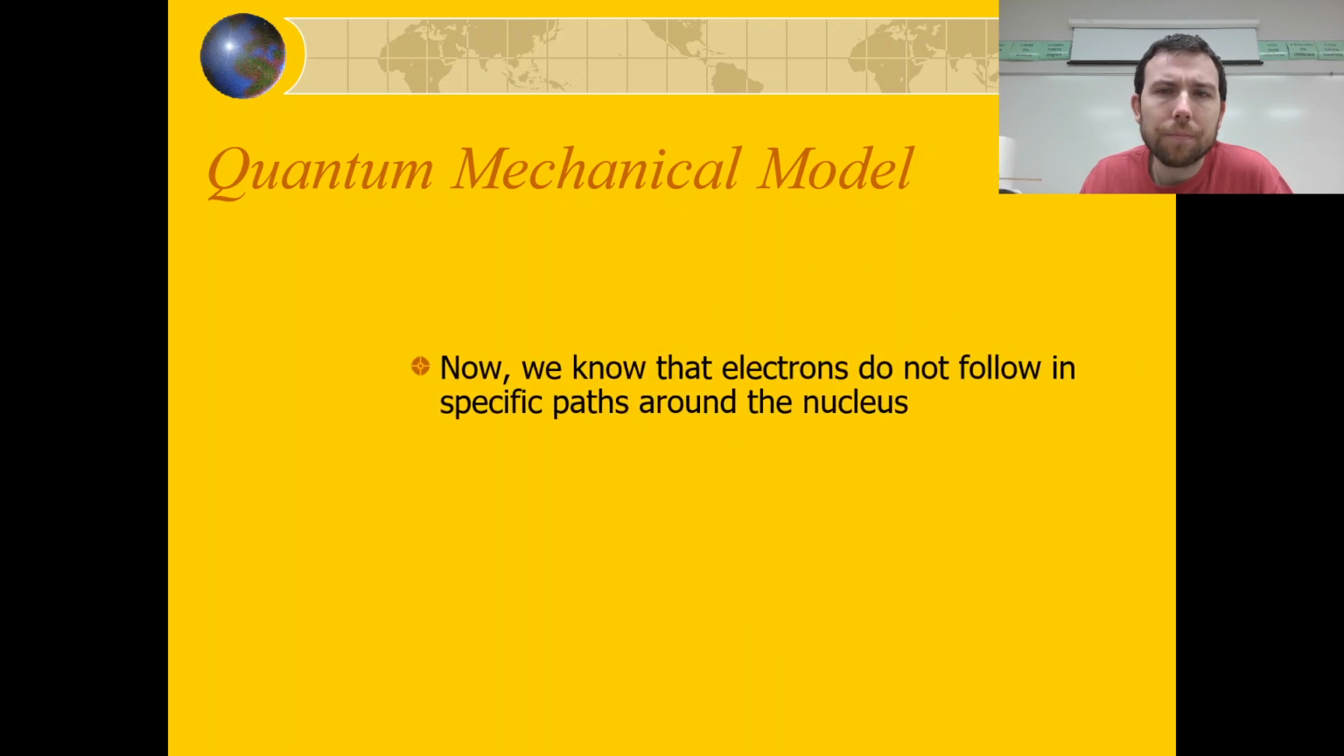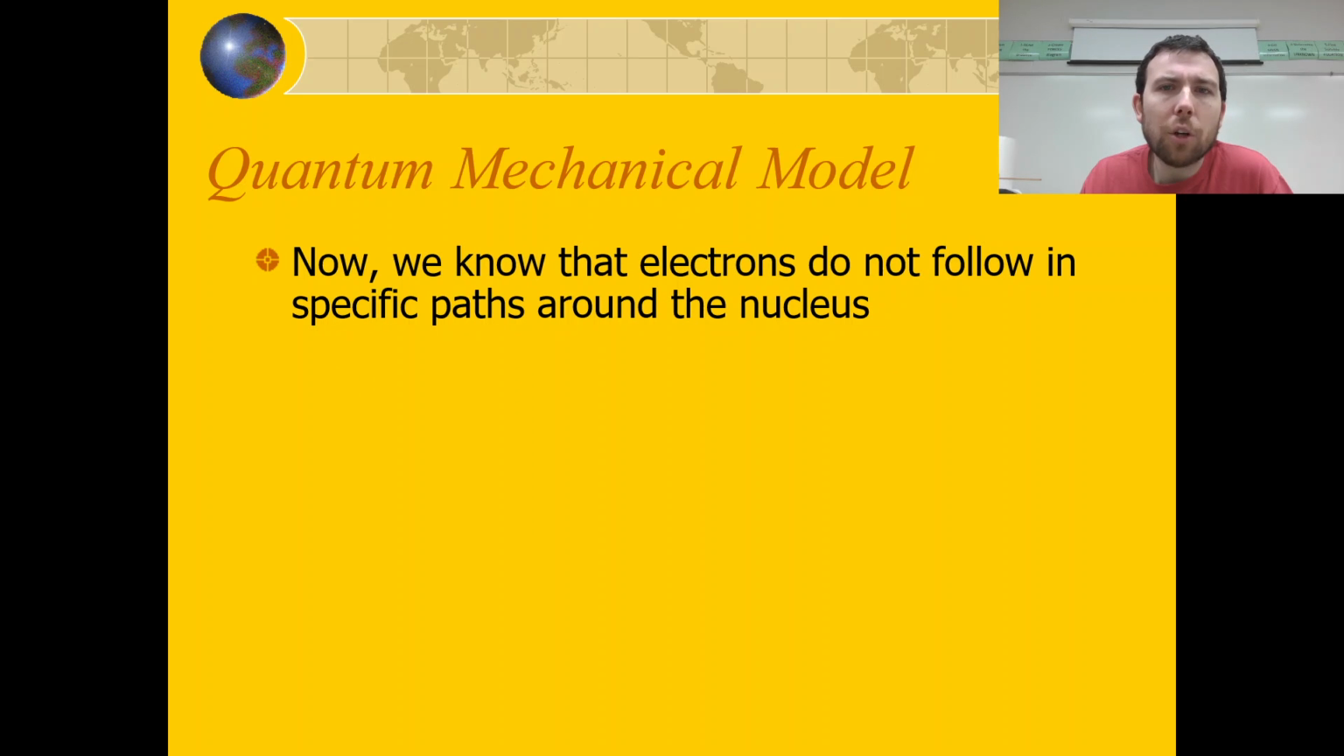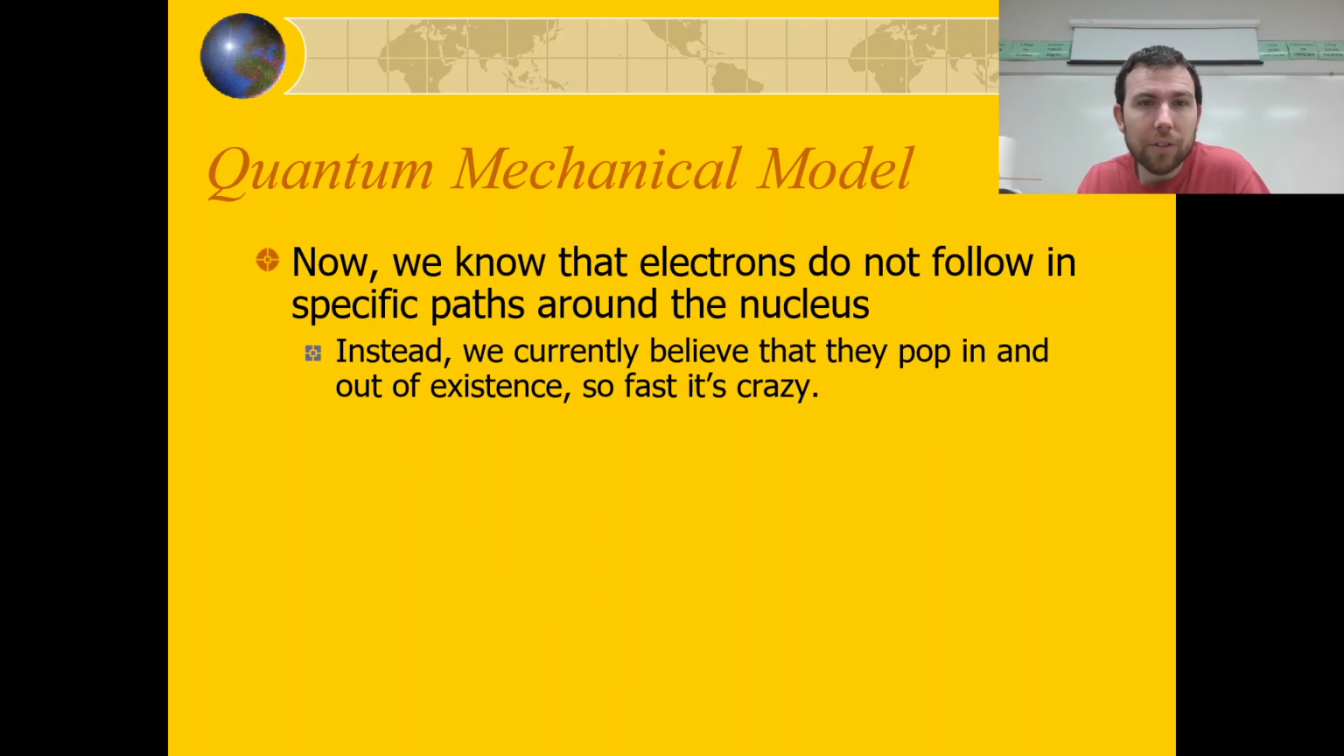Now, when we talk about the quantum mechanical model, what we know is that electrons do not follow specific paths around the nucleus. It's not that simple. Based on the Heisenberg uncertainty principle, we can't know both the speed and the location of an electron at the same time. So we're limited in what we can know. So instead of following specific paths, what we understand is that they pop in and out of existence so fast that it's hard for us to keep track of.